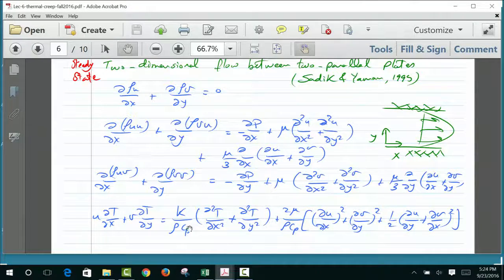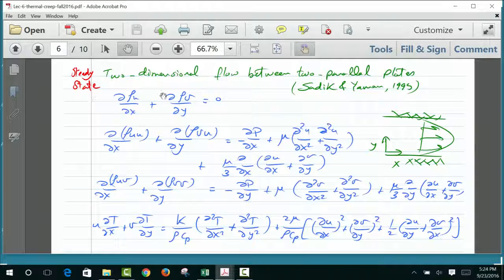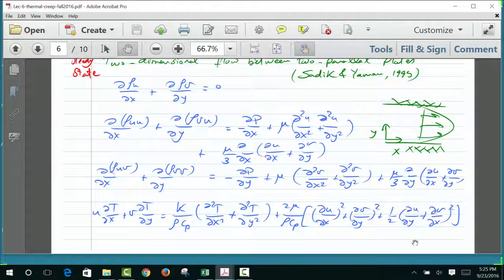So those are the equations in the two-dimensional form. Two-dimensional flow between two parallel plates. Okay? It's steady state or fully developed, so you don't see any partial T. In all of them, partial T vanished. And there is only the U and V velocity equations and the temperature. There is no W, there is no Z, there is no depth. Okay? And here is the energy equation. You've got the convective term.